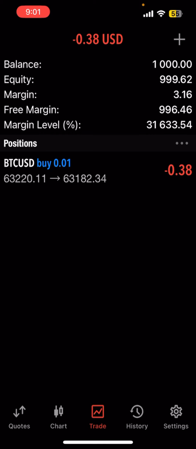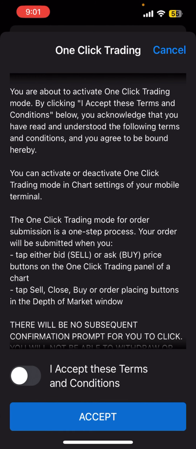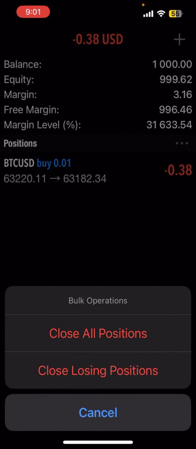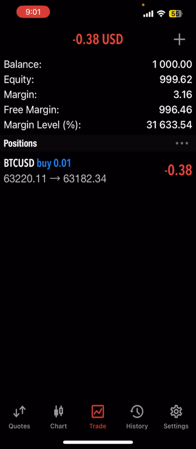Good. Your positions are obviously open trades. To the right of that, you will see the three dots. The three dots would be essentially like bulk operations. So you could come here and close all positions, close all loser positions, or you'll also see close all profitable positions, if you're winning. This is Mt5, so these are Mt5 options. Mt4 doesn't have it. So if you're on Mt4 and you don't see it, then it doesn't have it. Mt5 is the more updated version.